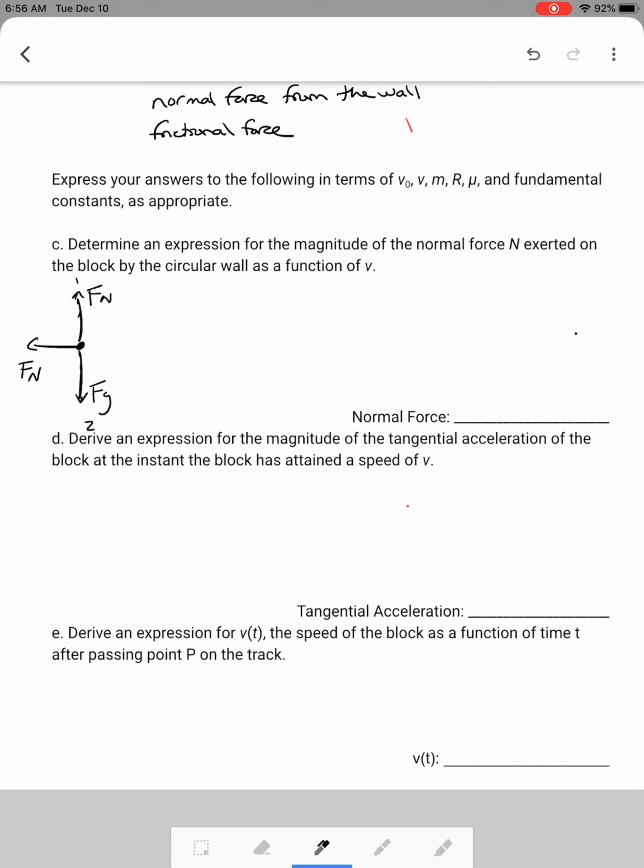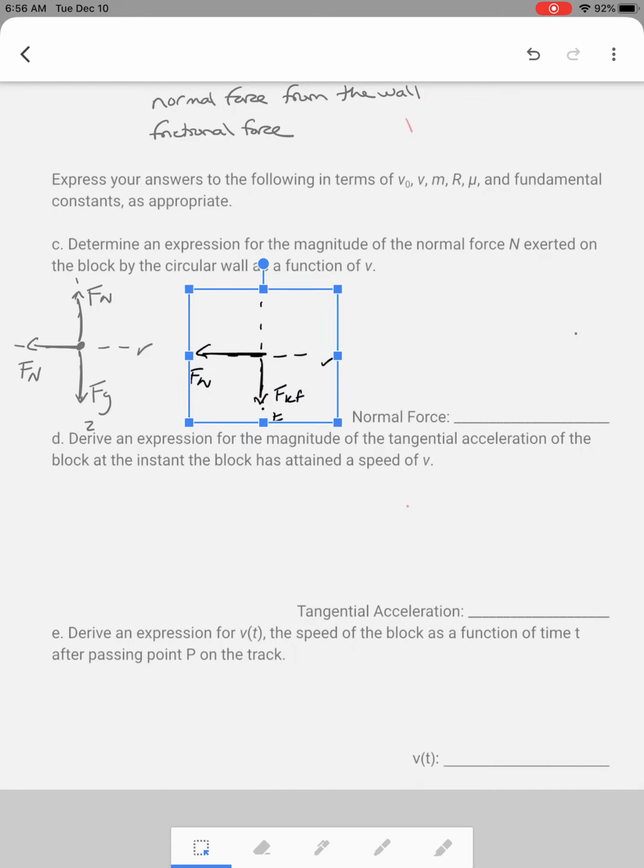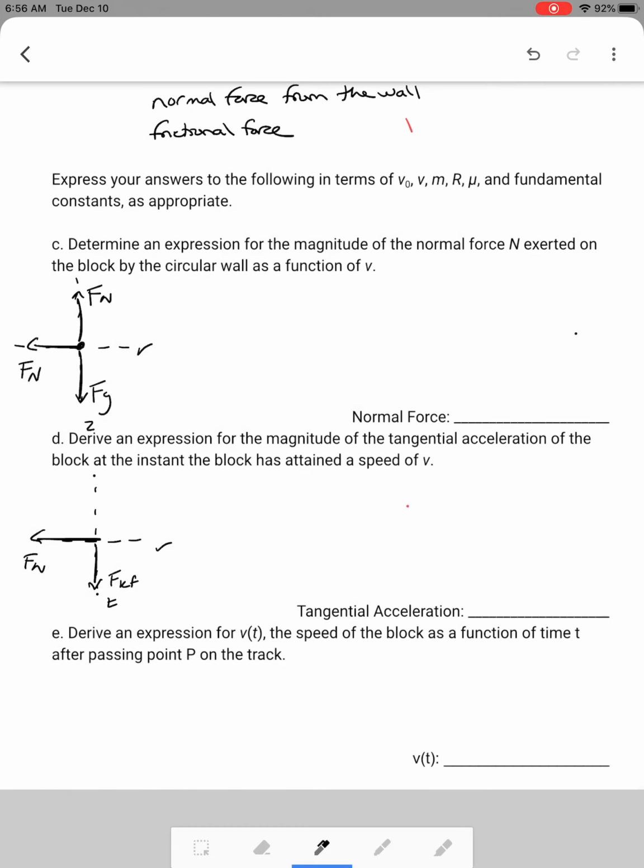So here's my Z-axis, here's my radial axis. Now if I reframe this and make this my tangential axis and this my radial axis, I still have a normal force pointed in, but I also have a force of kinetic friction in the negative tangential direction. That is going to be important for the next problem. So I'm just going to move that down there. So let's talk about what's going on here.